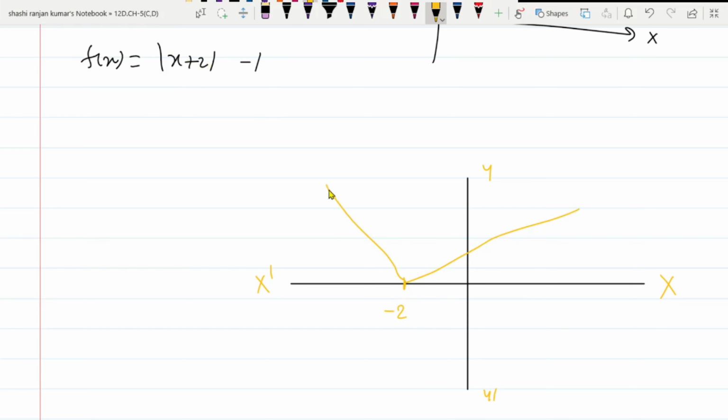So this is the graph of mod of x plus 2. But we have to subtract 1. It means we have to shift this graph down by 1. Let us suppose this is the point -1, so this graph now comes here. The same graph will be there, but we have to put it here. So what will this graph be actually?